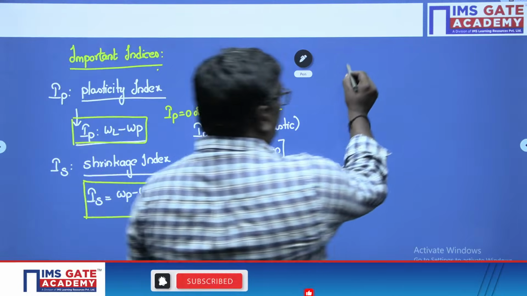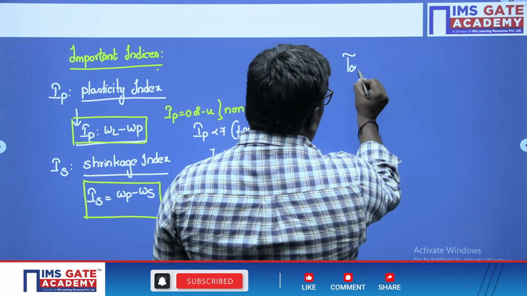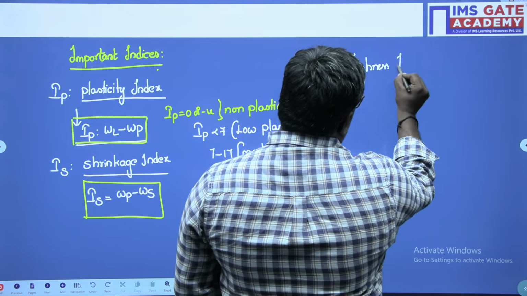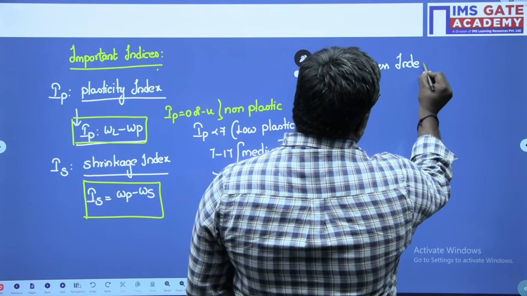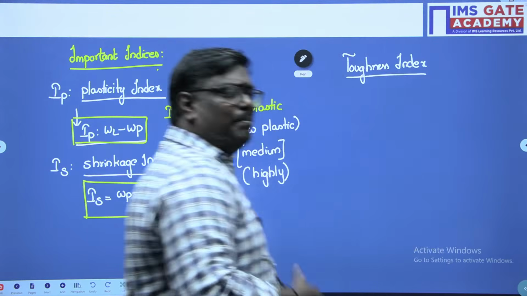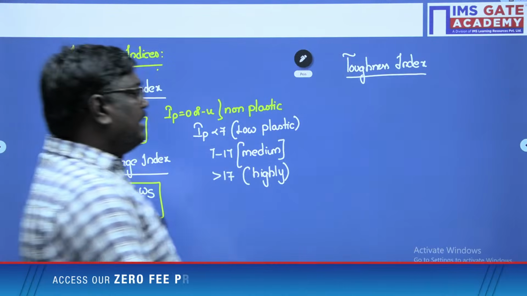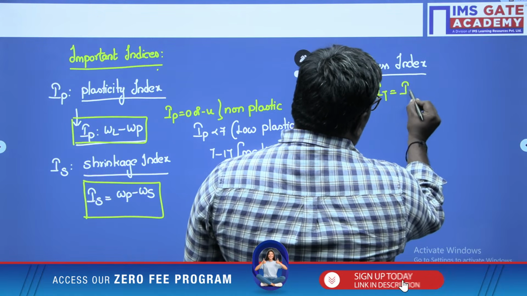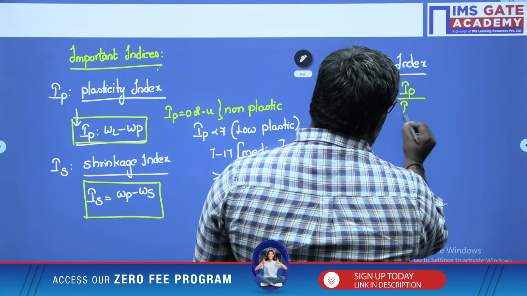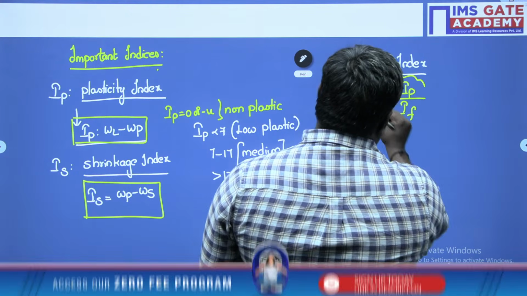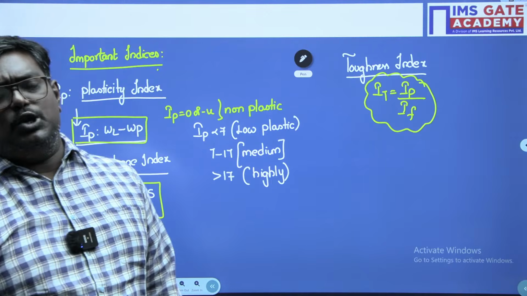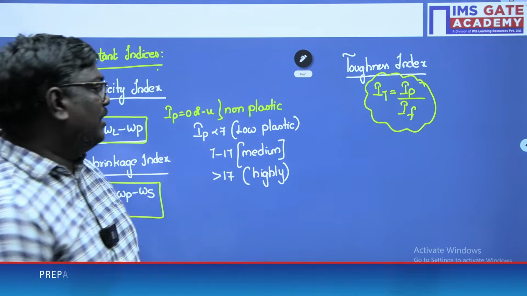Similarly, we have toughness index. What is toughness index, sir? Usually, in last year's GATE 2026, they asked for liquidity index by giving everything. Toughness index is given by the formula: plasticity index upon flow index. Flow index is (W1 minus W2) upon log of N2 by N1.